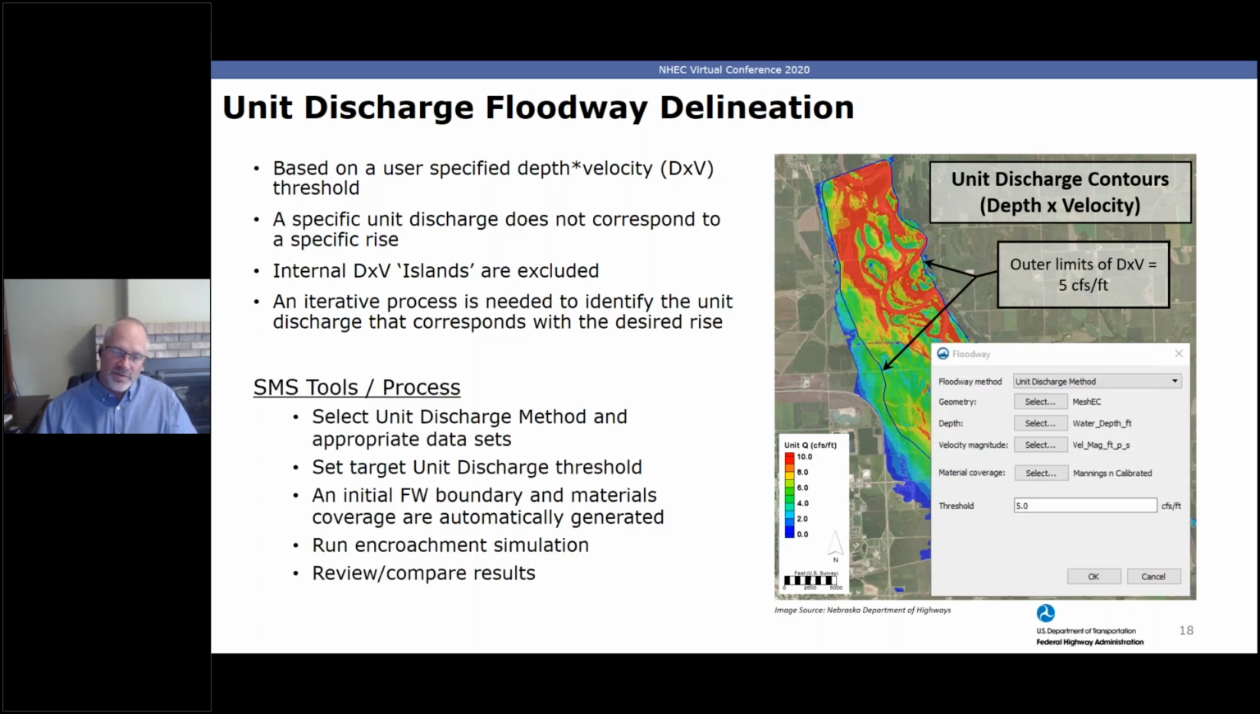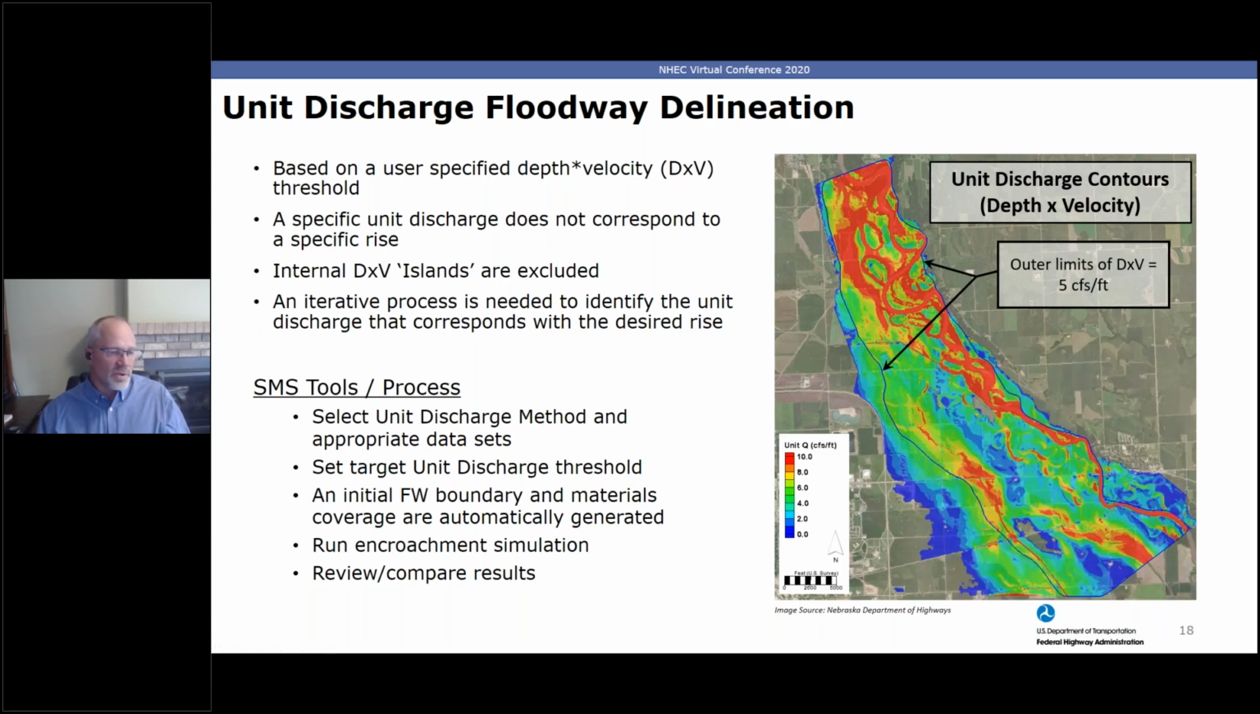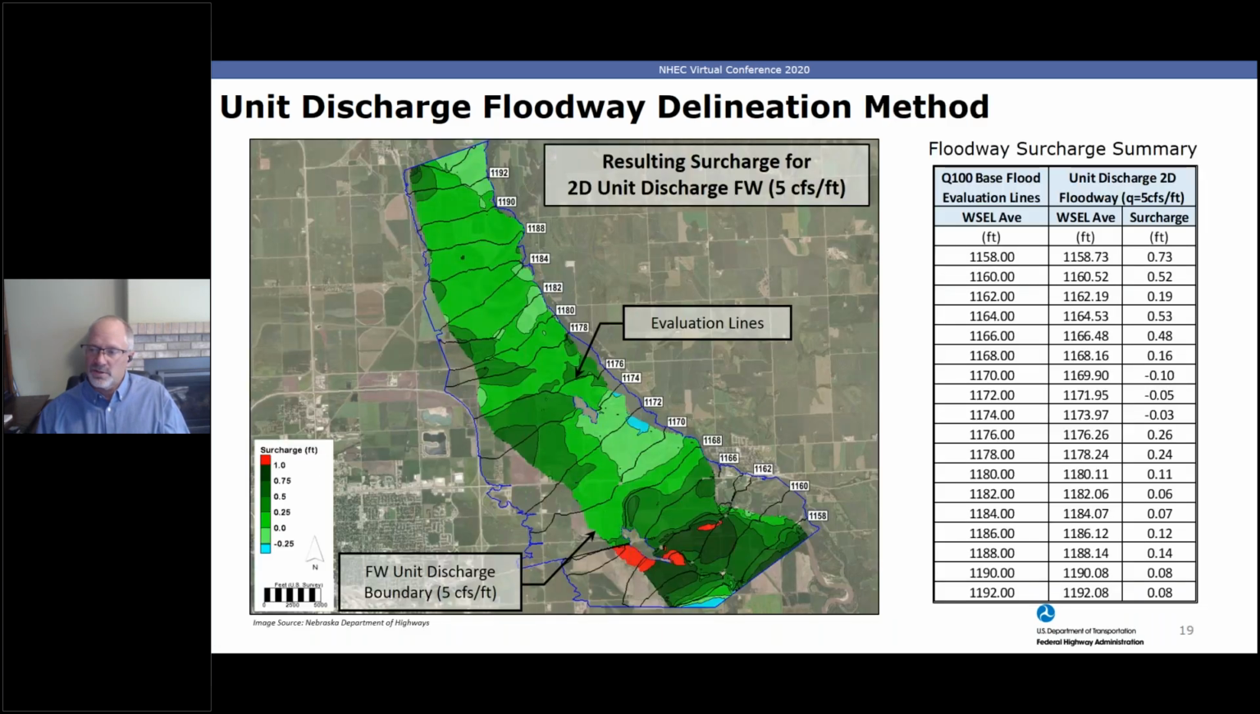Now, same thing, it's very similar to the unit discharge method as far as approach in SMS. It doesn't require a center line, and this one actually does not require channel bounds either. You select the discharge method, the appropriate solution, the desired threshold of unit discharge, and click OK, and it automatically generates the materials coverage, so you can run the simulation and compare the results.